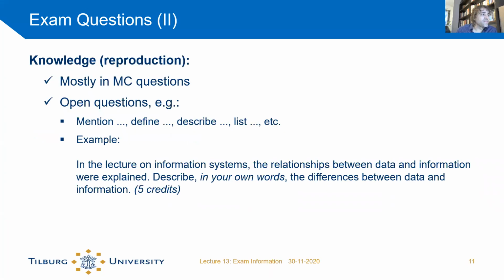So those are analysis and application questions. And in general, the knowledge and reproduction is mostly in the multiple choice questions, although the multiple choice questions do contain a fair number of application and analysis questions. So for example, a mini case or a very short description of an organization, and then asking you for a correct answer. And sometimes there are even fairly simple knowledge questions or insight questions in the open questions. So, describe in your own words the difference between data and information. So it's really kind of a knowledge question.